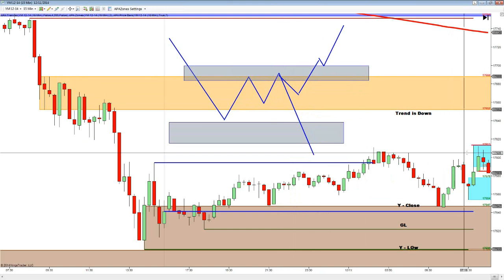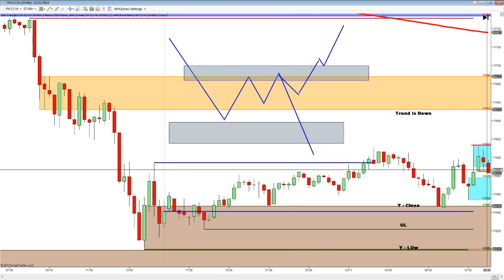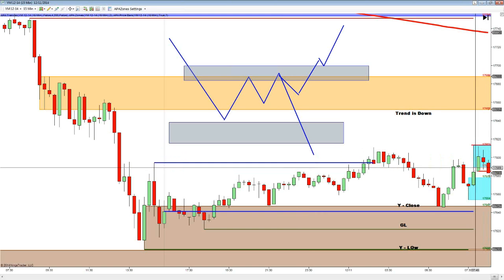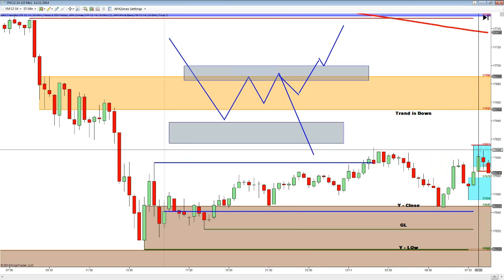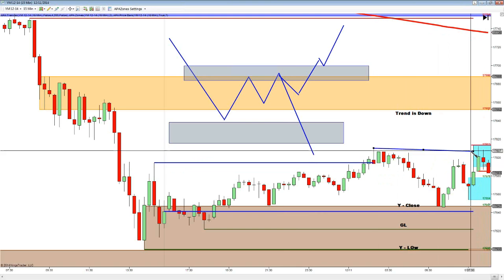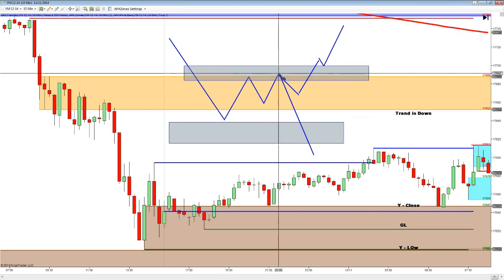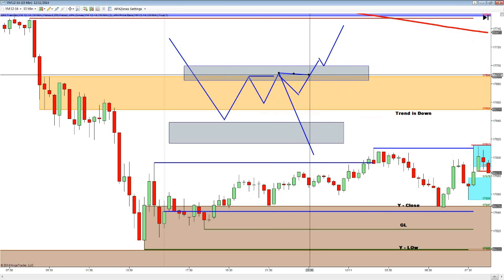So coming into the open, we are at the open here, and we've had a couple inside candles. But the important thing that I think is very interesting is we've made a new high, and we've broken that high. So here is the first line. Here's the second line being broken. So that's really interesting to me.